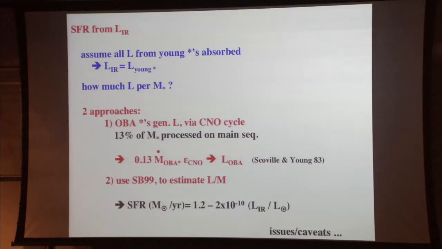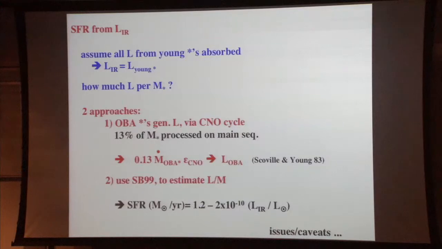It actually agrees very well with what you get if you go to a complicated sort of starburst code like Starburst99 and estimate the luminosity to mass ratio. And you end up with numbers which are around 2 times 10^-10 times L_IR. Now, what are the issues or caveats?